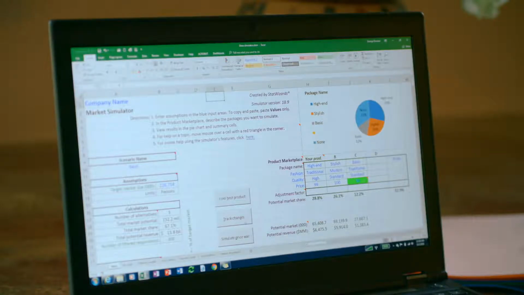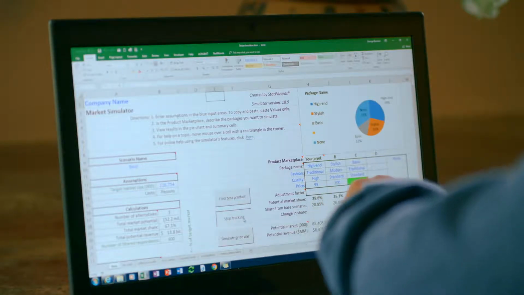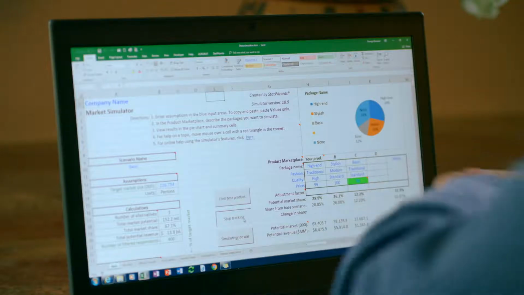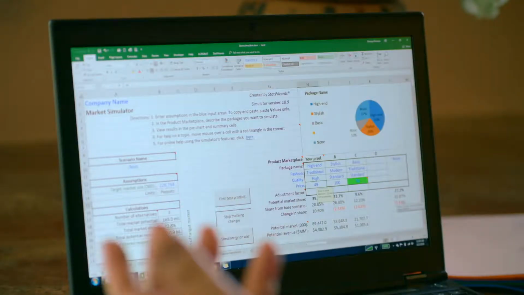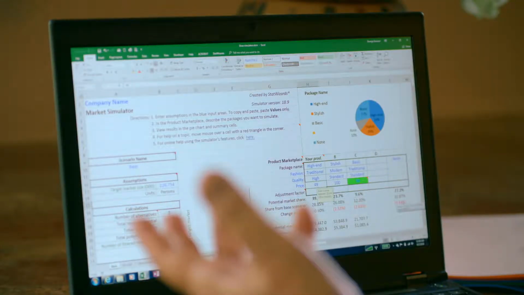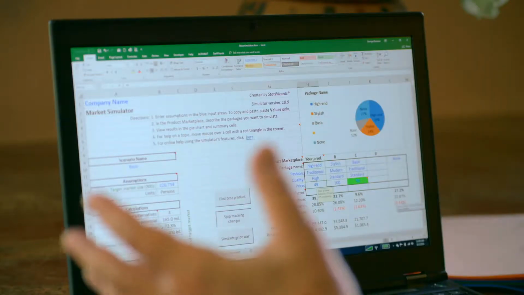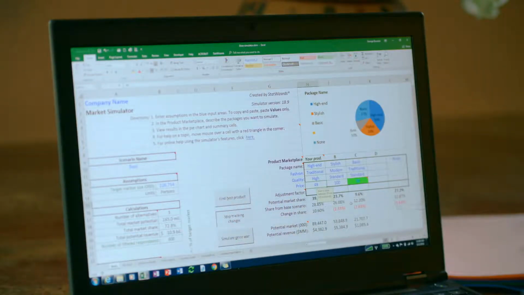So for example, we could take a snapshot of this starting simulation and then make a change. Let's say we drop the price of this high-end product from $99 to $49. And what we see is that three things happen. First of all, it gets share from the stylish shoe and the basic shoe. And it also brings people into the market who decided not to purchase before. So it gives you a sense of the market dynamics.